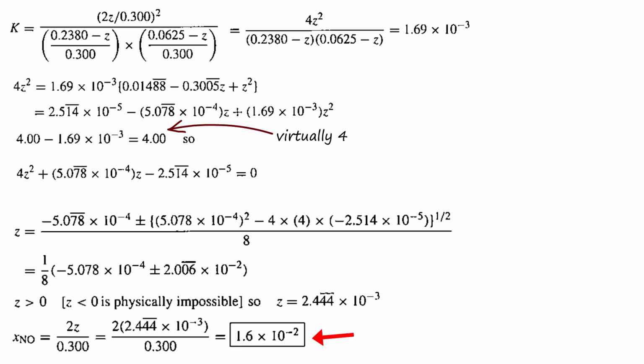And then the last step, the number of moles of nitric oxide is 2Z over the total number of moles at equilibrium, which is 0.3, and we got 1.6%.